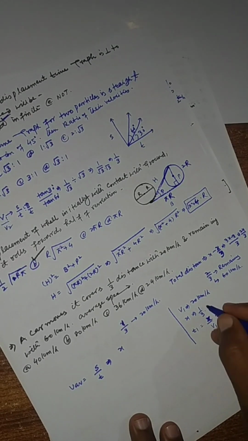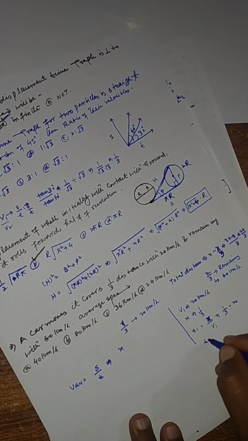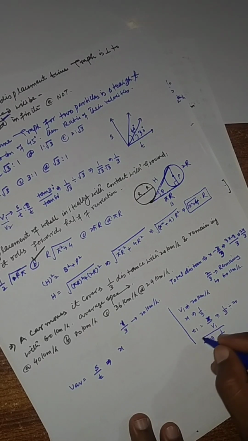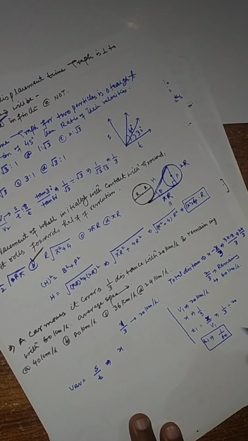ठीक है, तो x क्या हो गया? x is 1 over 3 divided by v1. v1 is 20. So we get t1 is equal to 1 over 60. Okay, this is t1.